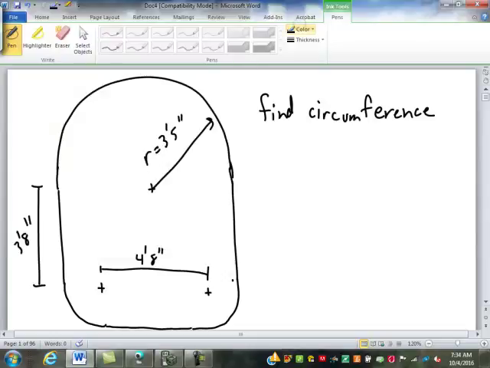Okay, this one looks a little bit tricky, but let's give it a shot. I'm just asking you to find the circumference. Actually, I should have asked perimeter. Find the distance around the whole thing.